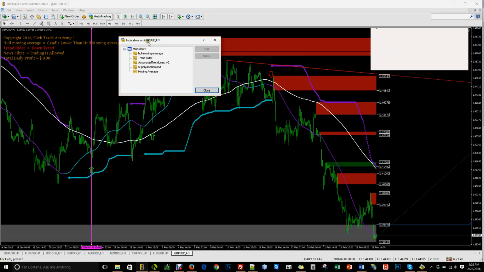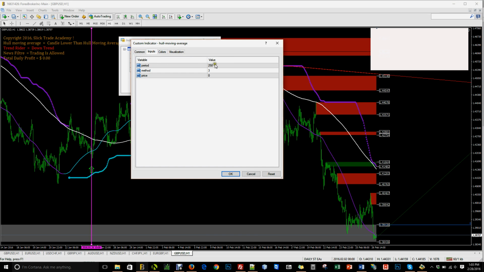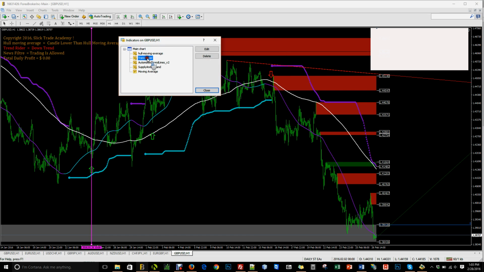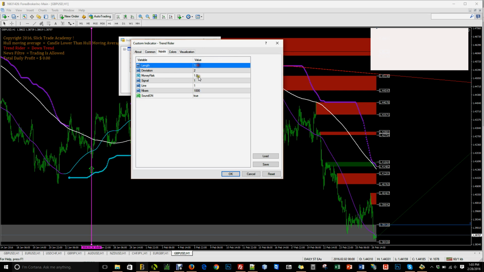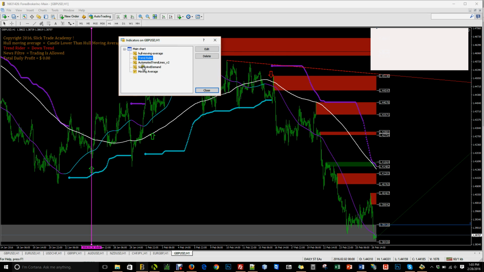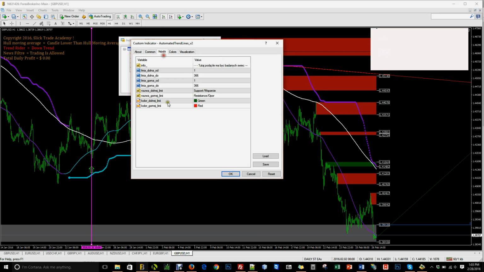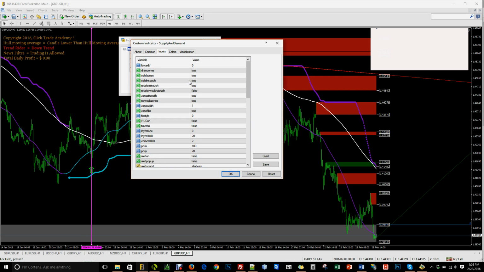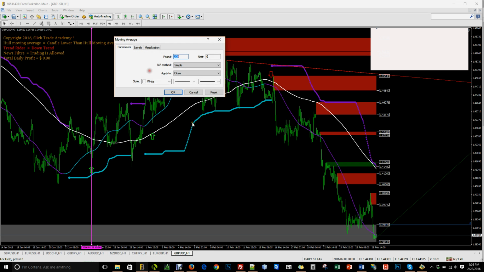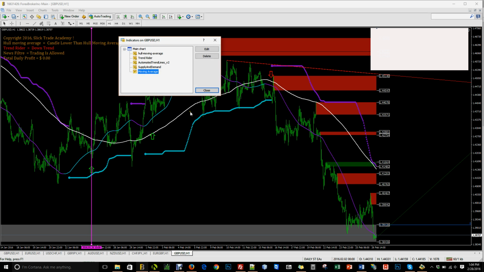If we right-click and go to our indicators list, you have a Hall Moving Average, which is set to 250. You have your Trend Rider, set to 100 with a deviation of 2. You have automated trend lines, set to 1366, 1366. You have a supply and demand, set to all of its default values other than the zone fibs, which I like to have set to true. Then you have a simple moving average of 200, that white line right there.